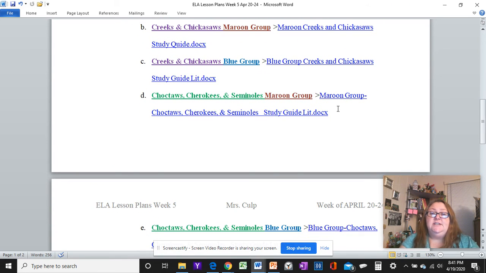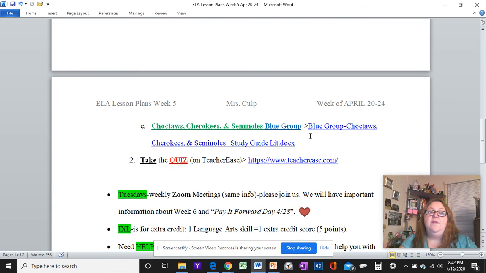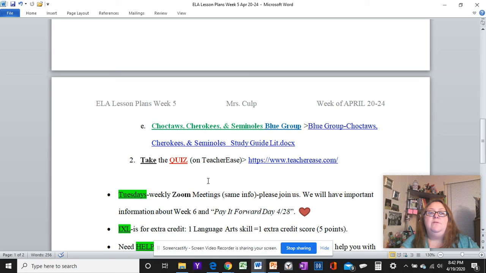Choctaws, Cherokees, and Seminoles, if you're in the maroon book, you will study this study guide, and you will go take your quiz. Choctaws, Cherokees, Seminoles, if you are in the blue book, you will study this study guide and go take your quiz. Okay? So those are the study guide lists, and they're by the color groups in class. Then you will take your quiz on TeacherEase, okay? You can follow this link, or if you already have it saved on your browser, that would be fine.